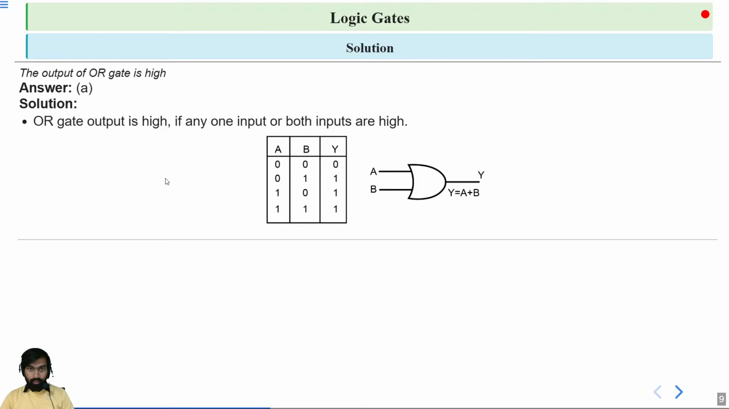So look at here. For two inputs, there are four combinations: 0 0, 0 1, 1 0, 1 1. And the output will be 0, 1, 1, 1. And their Boolean expression is Y equal to A plus B. Clear?